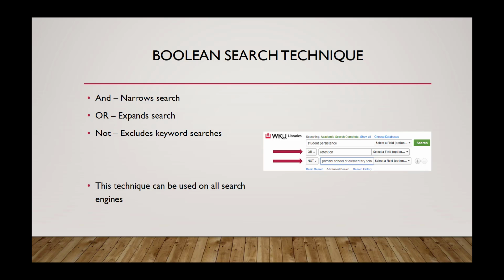So what this is going to do, student persistence and retention, is expand my search. And it's going to exclude primary school and elementary schools by selecting not. This is the way these kinds of search engines are set up in these databases. So we can go ahead and click.